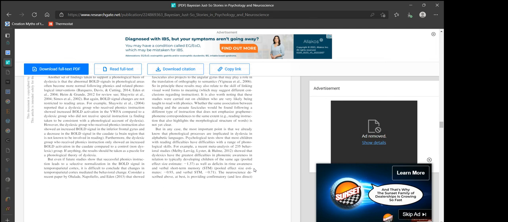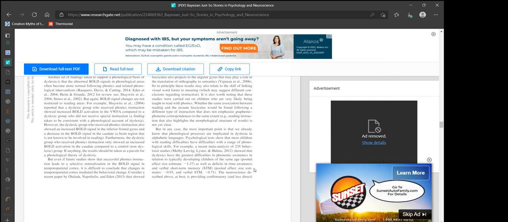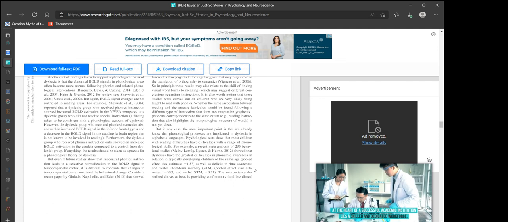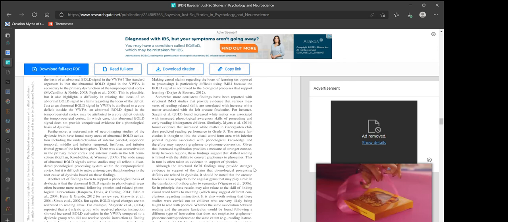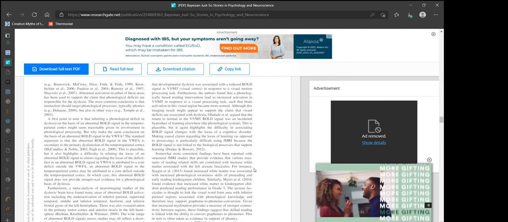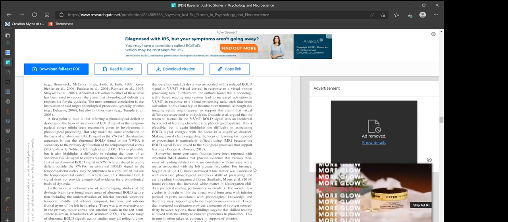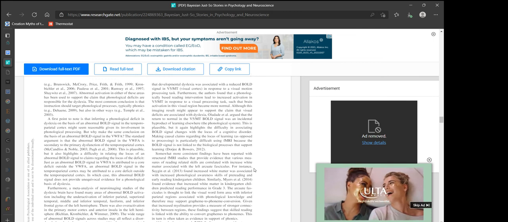But even if future studies show that successful phonics instruction leads to a selective normalization in the BOLD signal in temporoparietal cortex, it is difficult to conclude that changes in temporoparietal cortex mediated the behavioral change. Consider a recent paper by Olulade, Napoliello, and Eden, 2013, that showed that developmental dyslexia was associated with a reduced BOLD signal in the V5/MT visual cortex in response to a visual motion processing task.